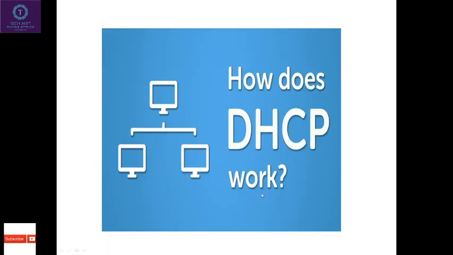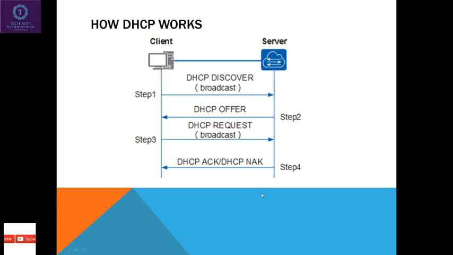How DHCP works. So let's see in depth how DHCP works. First, this is a client and this is a server. First, the DHCP client will send DHCP discover packets. It will broadcast the packets to the server. That is, it doesn't know exactly where the DHCP server is. The client is unaware of the DHCP server. So it will broadcast the messages.